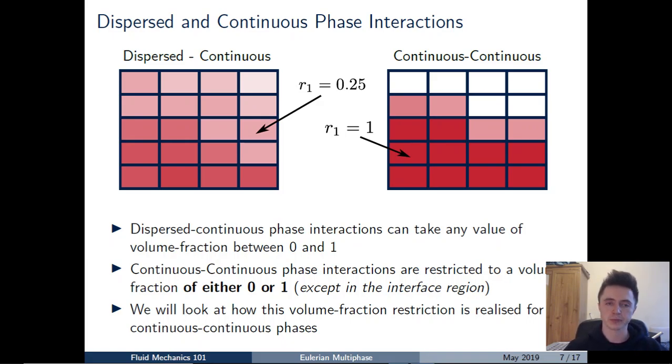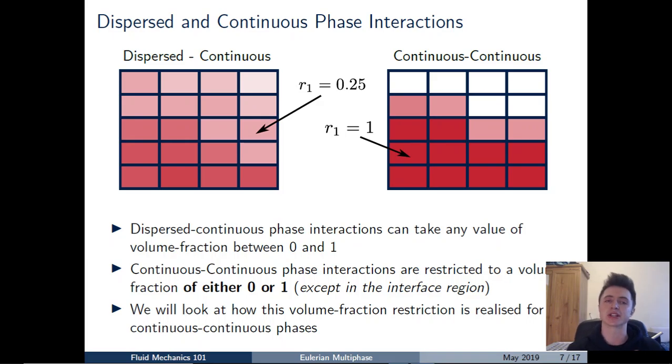Now, if we contrast that to a continuous phase interaction, where we have a sharp interface between the phases, we expect on one side of the interface our volume fraction to be 0, where none of the phase is present, and on the other side of the interface a value of 1, where the phase is completely present. And so all of the gradients will typically be restricted to a few cells right at the interface.